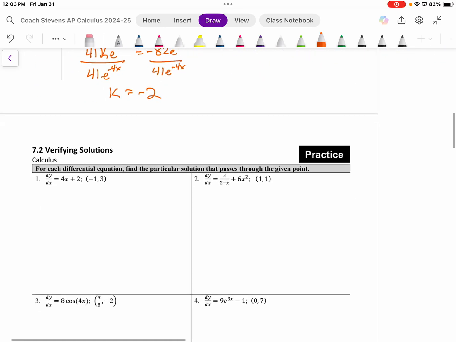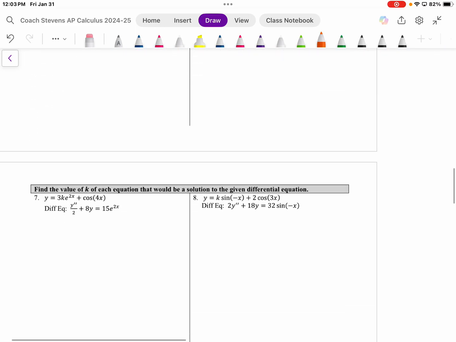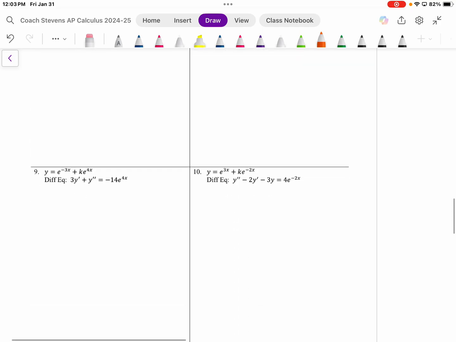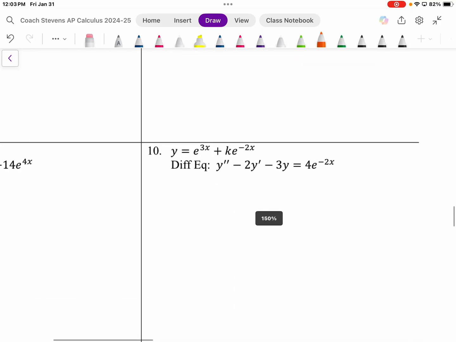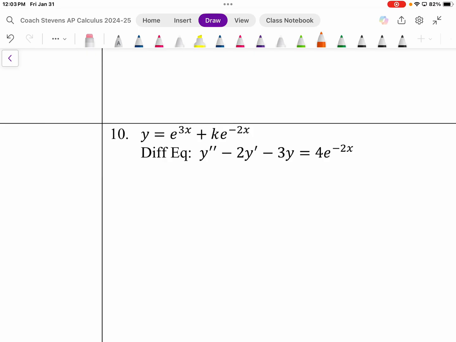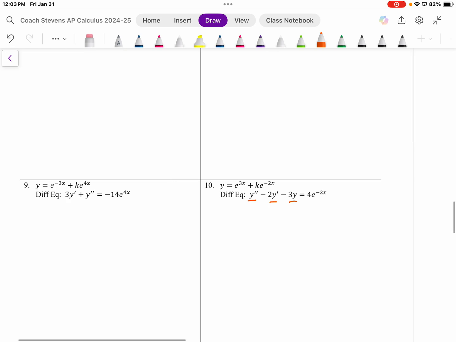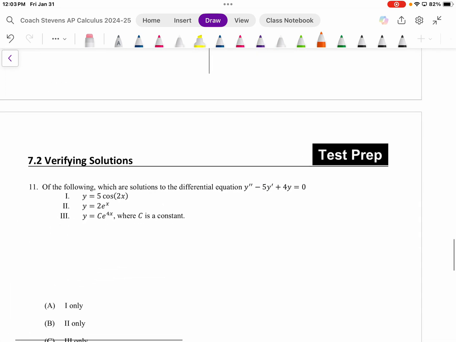I will just scroll ahead and have you take a peek. Notice, oh, here's a good one, number 10. You've got to plug in the second derivative, the first derivative, and the original equation. That's going to be a long one, just saying. But they're doable. They're not super crazy hard.